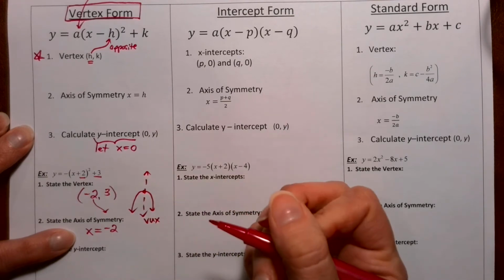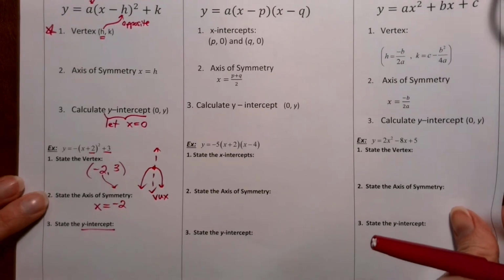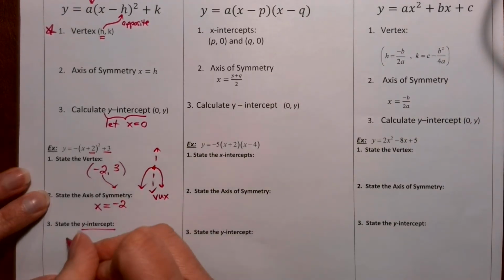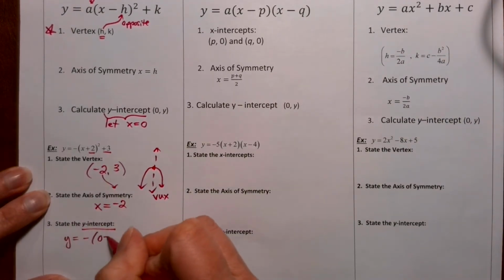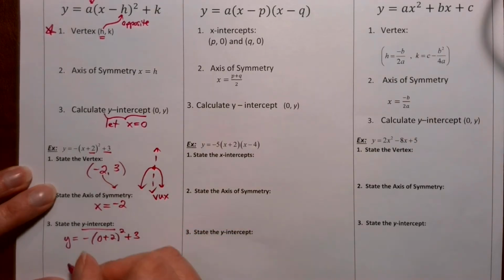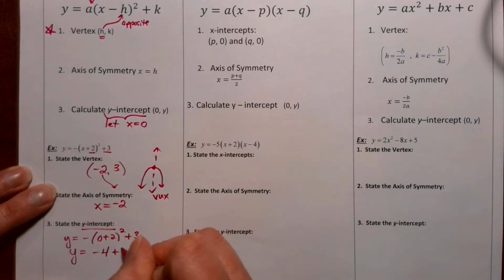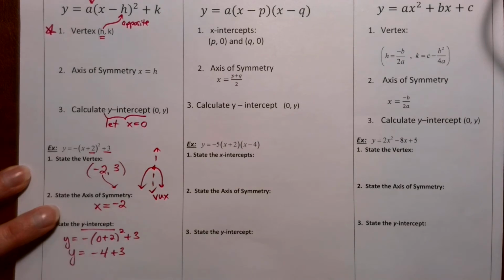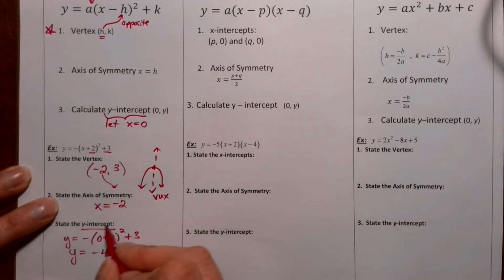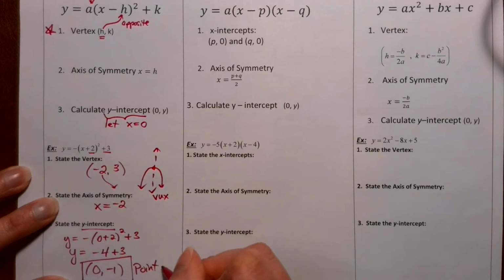To find the y-intercept, we're going to go ahead and let the x value equal 0. So y equals -(0 plus 2) squared plus 3. Let's go ahead and calculate this. 2 times 2 is 4. -4 plus 3 gives us -1. But how do we write intercepts? That's right, we write them as a point: (0, -1). We're always going to write intercepts as points.